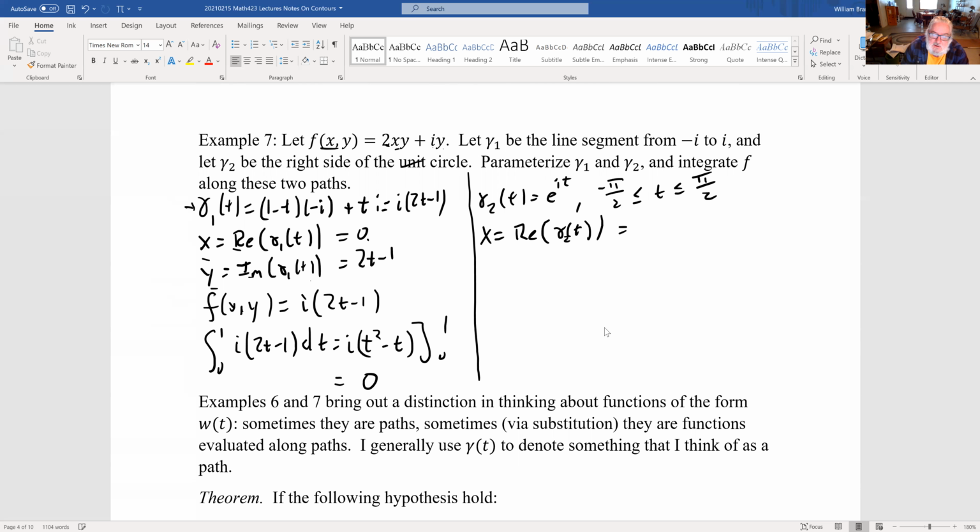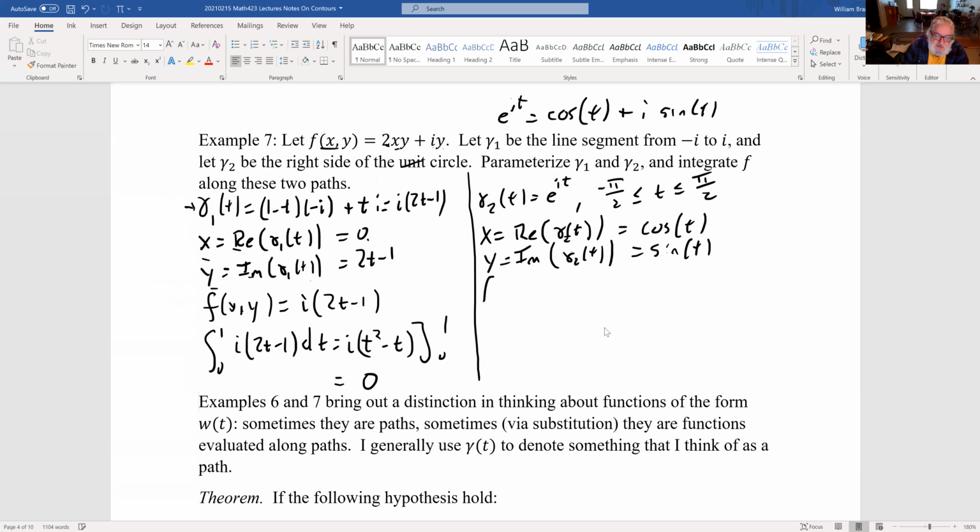Gamma 2 of t, and that's cosine t. And I guess we should remember here that e to the it is cosine t plus i sine of t, and y equals the imaginary part of gamma 2 of t equals sine t. So what is f of x comma y? It's 2 cosine t sine t plus i sine t. And we want to integrate that from minus pi over 2 to pi over 2.